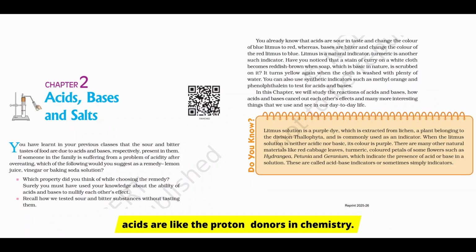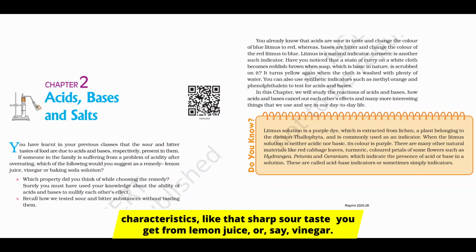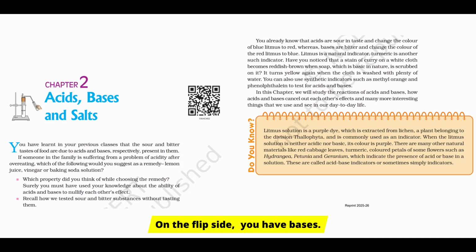So, in simple terms, acids are like the proton donors in chemistry. They're substances that release hydrogen ions, often written as H+ when they're in a solution. And it's these H+ ions that give acids their typical characteristics, like that sharp, sour taste you get from lemon juice or, say, vinegar.